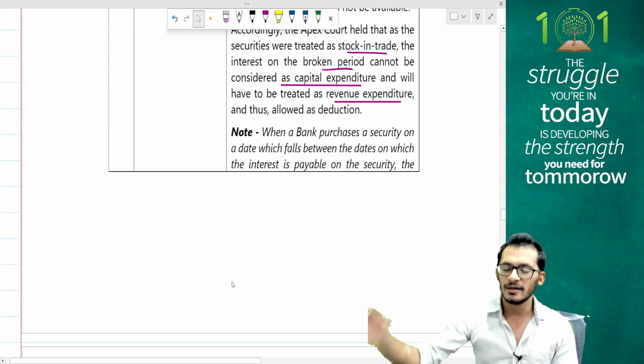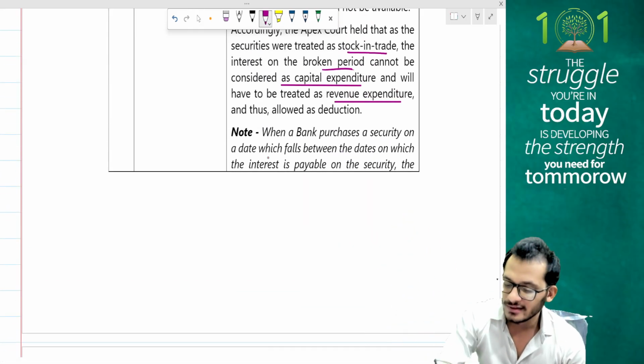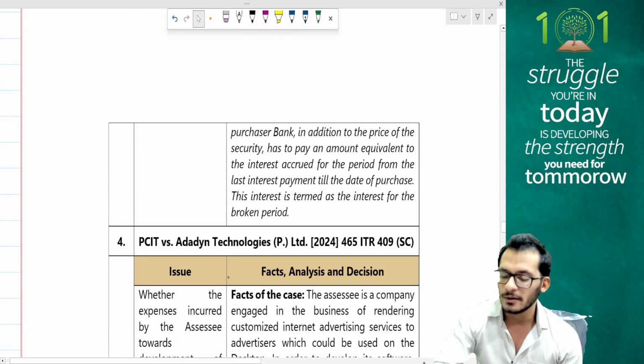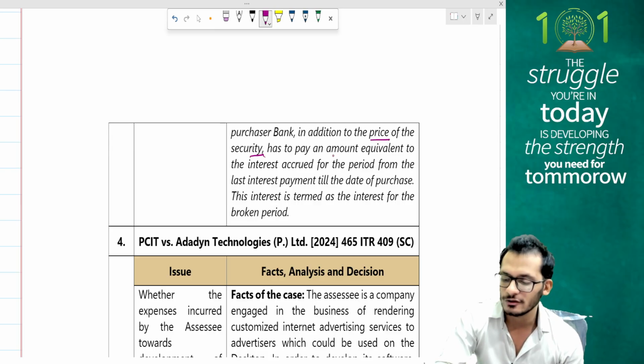Yes, what broken period interest is has been clarified here. When a bank purchases securities on a date which falls between the dates on which the interest is payable on the security, then the purchaser bank, in addition to the price of the security, has to pay an amount equivalent to the interest accrued for the period from the last interest payment till the date of purchase.